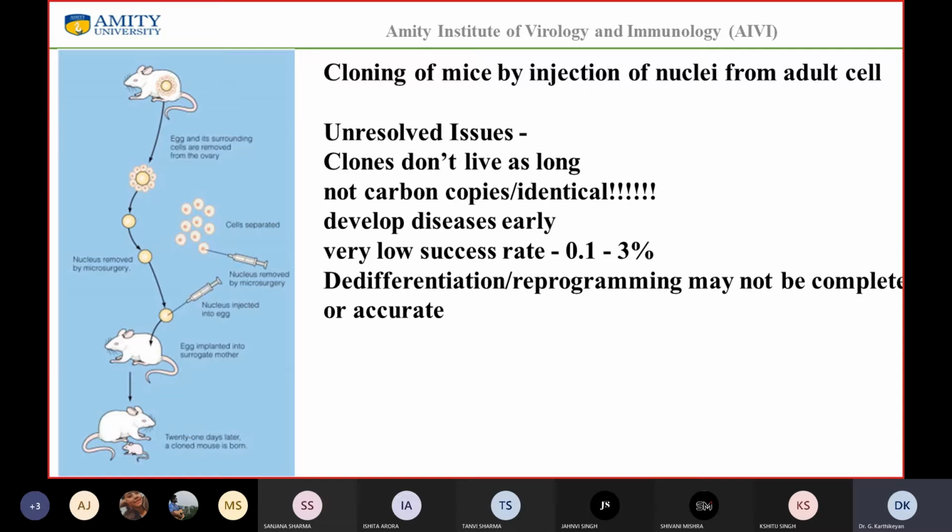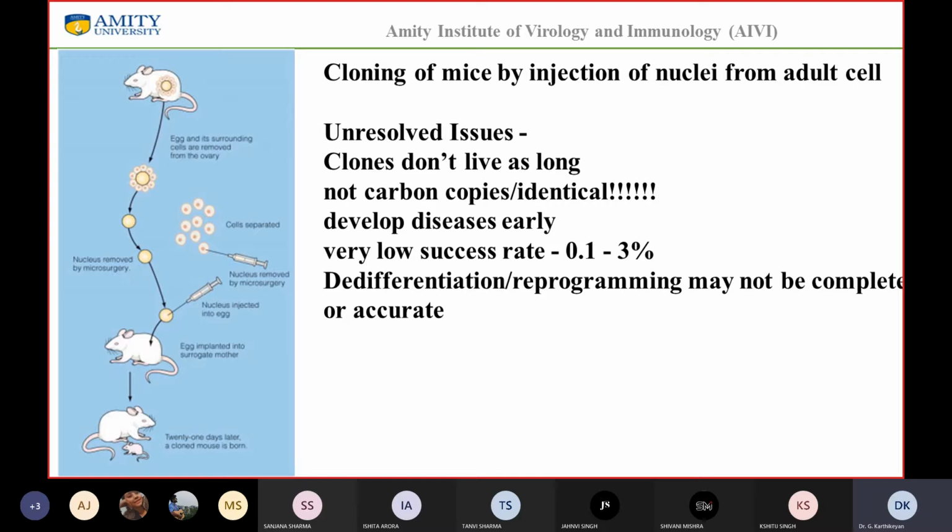For example, clones don't live as long. We don't understand why clones don't live long, but we now have some clue why they do not live as long as the parents. Second, although we call them clones, they are not identical carbon copies. They are not identical. So there are differences. Although overall, overtly, it looks like a clone, they may not be a clone.